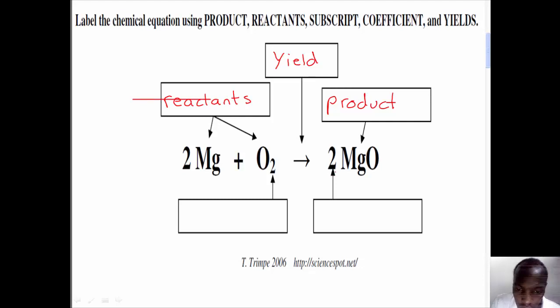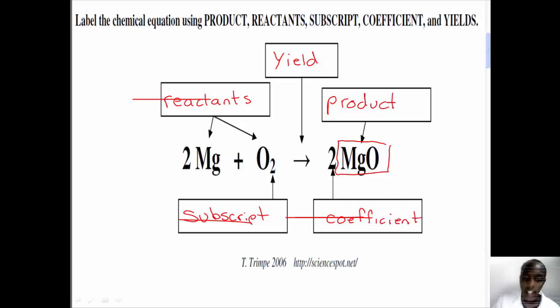Alright, now we have these numbers to decipher. Which one is the subscript, which one is the coefficient. The subscript, remember, is a small number next to the element, not in front of the whole molecule. This small number next to the element is a subscript, and it says how many of that element we have. Whereas this number right here is the coefficient. It shows how many of the entire molecule we have. So the coefficient tells us the number of molecules, the subscript tells us the number of the element.